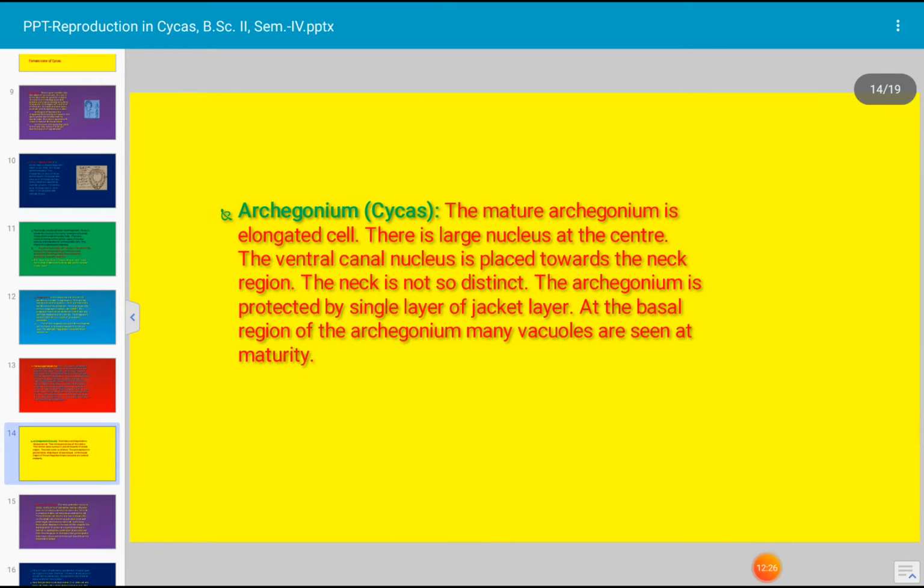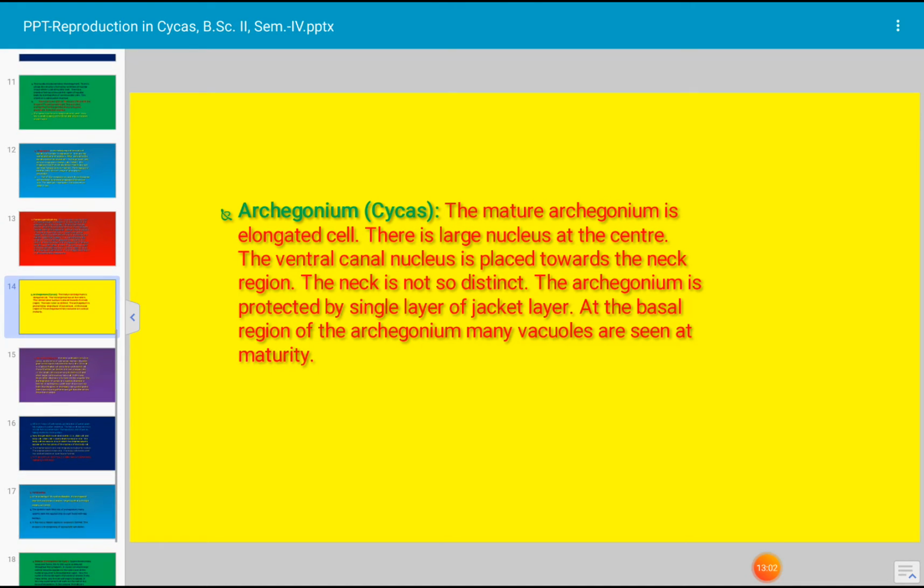Next slide. Let us see the female gamete or archegonium of Cycas. The mature archegonium is an elongated cell. There is a large nucleus at the center. The ventral canal nucleus is placed toward the neck region. The neck is not so distinct. The archegonium is protected by a single layer of jacket, also known as the jacket layer. At the basal region of the archegonium, many vacuoles are seen at maturity.